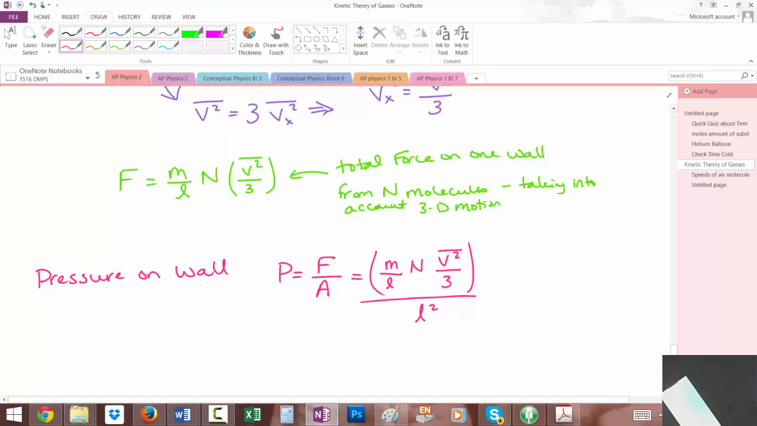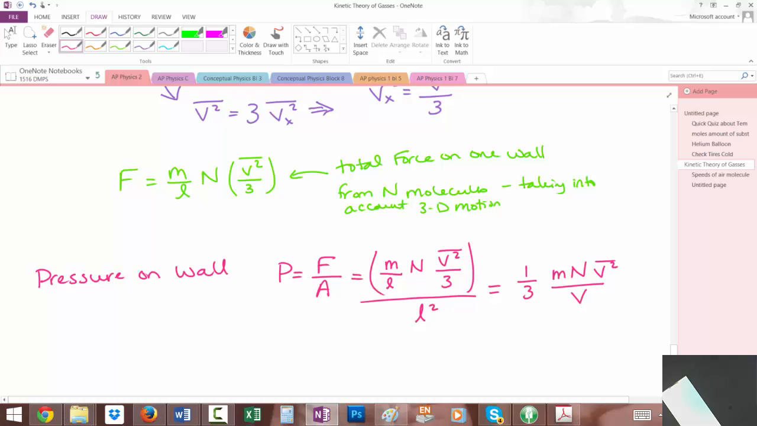Now, do the L's cancel out? No. They don't stop, but some stuff happens. Because you've got an L in the denominator of that top part, and you've got an L squared on the bottom. So that gives you an L cubed, which happens to be the volume of the box. Is that okay? So we can write this then. I'm going to pull that 1/3 out because it just makes me feel better to get the constant stuff by itself. m n, the average velocity squared, divided by the volume.